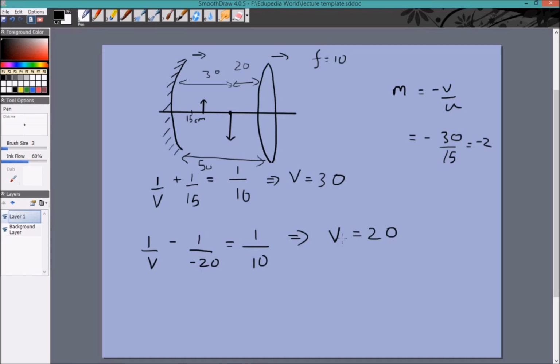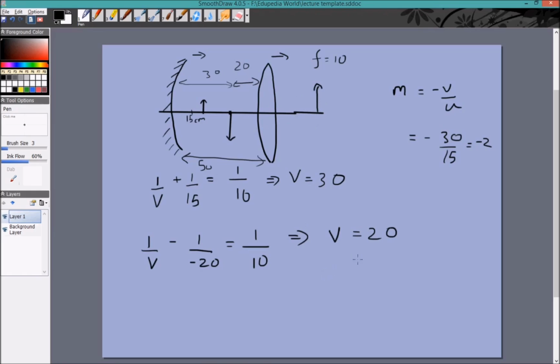Now this v and this v are different. Technically I should be using v1 and v2, but since I'm going slowly enough, I hope you can keep up with my narration and know that this v is very different from this v. This v is the image distance. If this is the image, this v is the image distance of this object. So now this is 20, this is another 20. This image will be erect and of the same length.